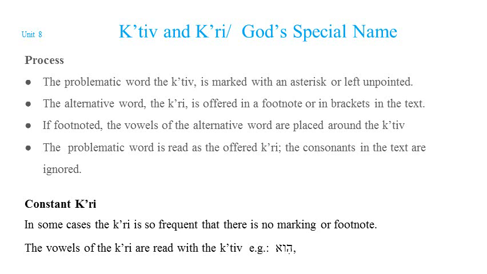For example, there is this word that without vowels it could be hu or ho, but the grammar requires it to be read as he. So the text will put in the vowels of he around the Ktiv, the consonantal text of our letters, and we would read it as we normally would. There is nothing unusual about how we would read this in any case. So this is an example of a constant Kri.